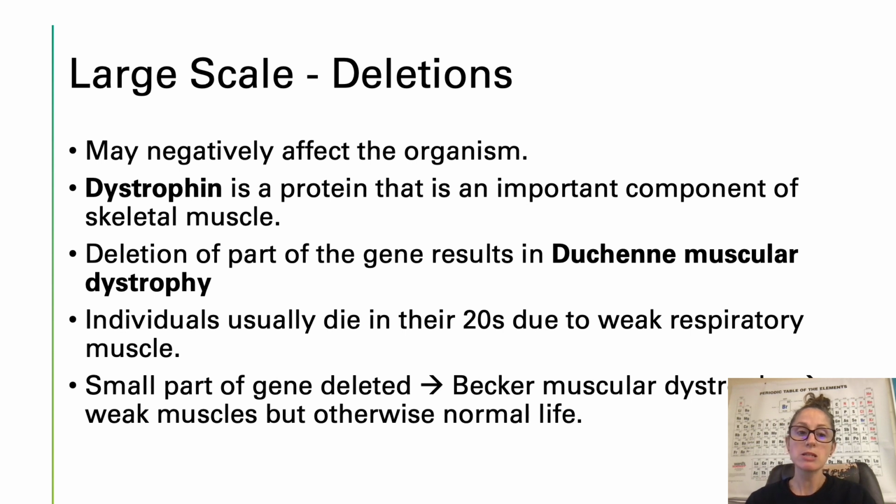Okay, there are deletions, and these may negatively affect the organism. So dystrophin is a protein that is an important component of skeletal muscle. Deletion of part of the gene results in Duchenne muscular dystrophy. Individuals usually die in their 20s due to weak respiratory muscle. A small part of the gene is deleted, so not the whole gene, but just a small part of the gene. So Duchenne muscular dystrophy is typically the most severe, and it has the largest deletion. Becker has a smaller deletion of that gene, and they have weak muscles, but they otherwise can have a normal life.